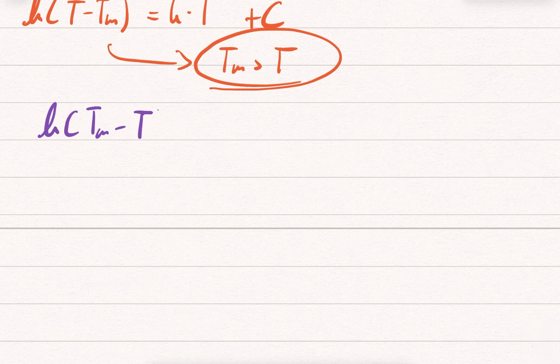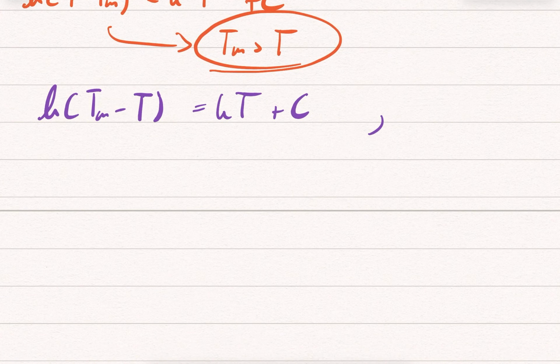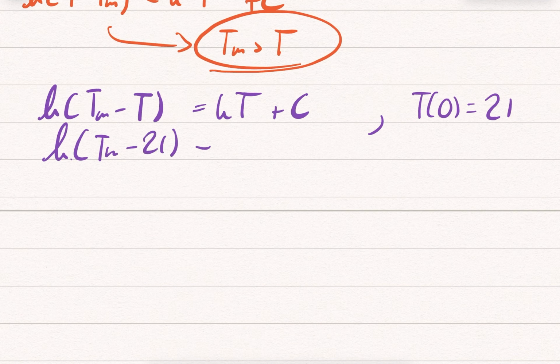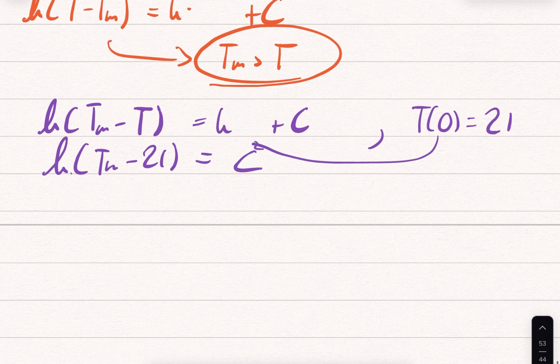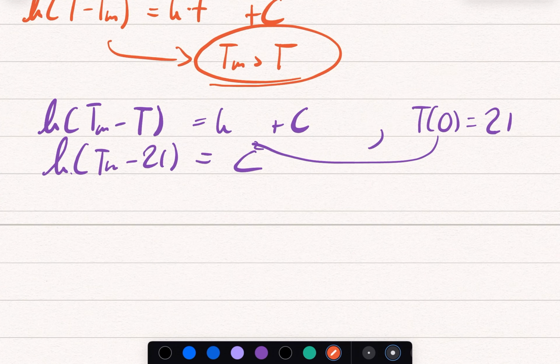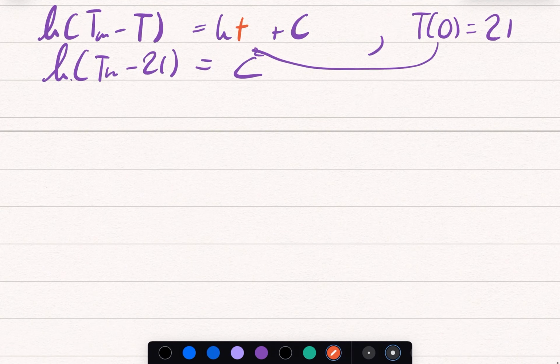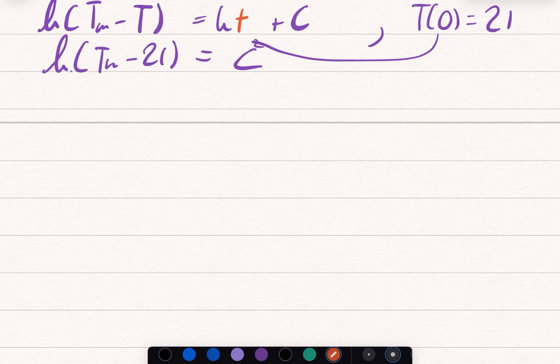Ln Tm minus T equals Kt plus C. And I can sub in any value to solve for C right now. I can sub in t at 0 equals 21, and have ln Tm minus 21 equals C. Because this is not capital T, this is also not capital T. Where else did I write it? Okay, this is just small t. This is small t. Perfect.